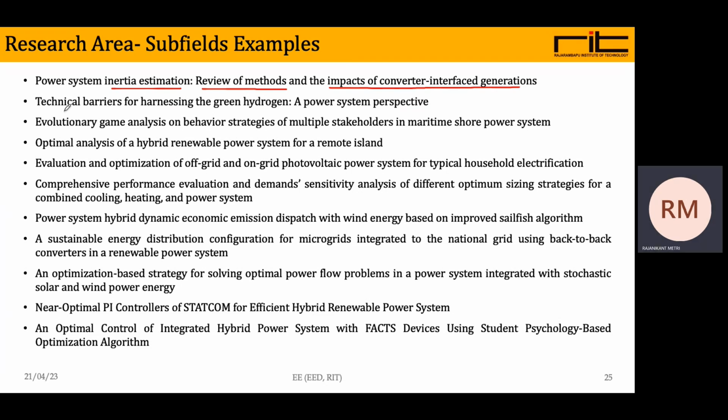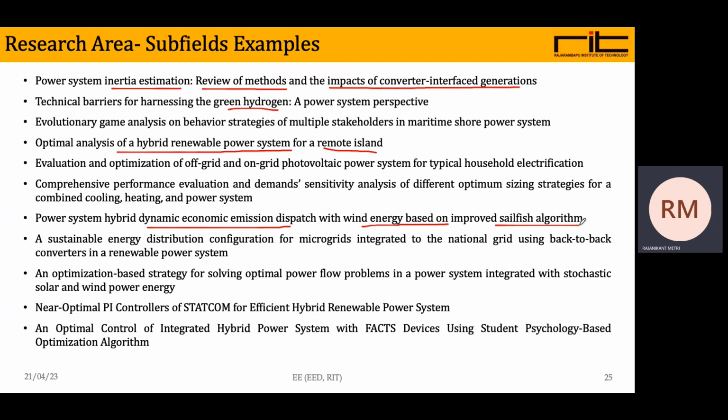Then another problem is technical barriers for harnessing green nitrogen. This is a power system perspective we can identify as a problem. Then optimal analysis of a hybrid renewable power system for a remote island. So for a remote island, how can we integrate renewables with conventional sources and make a hybrid renewable power system. Then another example is power system hybrid dynamic economic emission dispatch with wind energy based on an improved selfish algorithm.